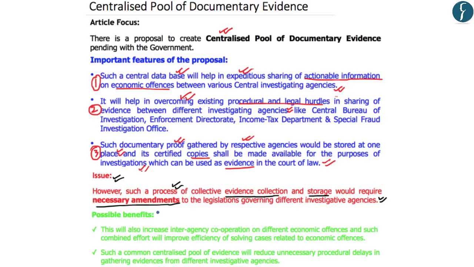Now the centralized pool of documentary evidence has possible benefits, wherein it would increase interagency cooperation on different economic offences, and this combined effort between different agencies will improve the efficiency of solving economic related offences. Moreover, such a centralized pool will reduce the unnecessary procedural delays that occur in gathering evidence from different investigative agencies. Hopefully up till here you've understood the basic features, and also the issues and the benefits related to the centralized pool of documentary evidence.